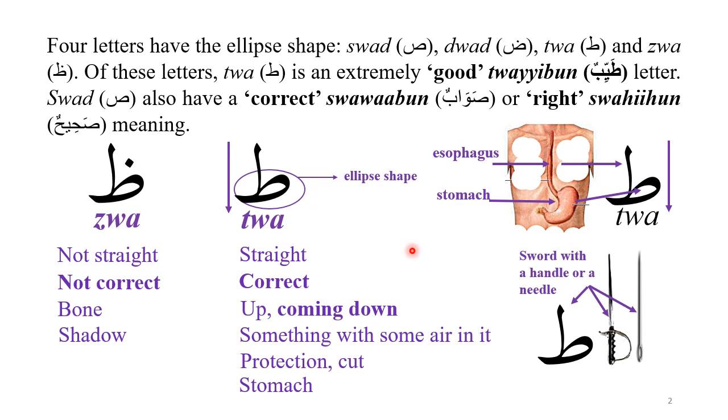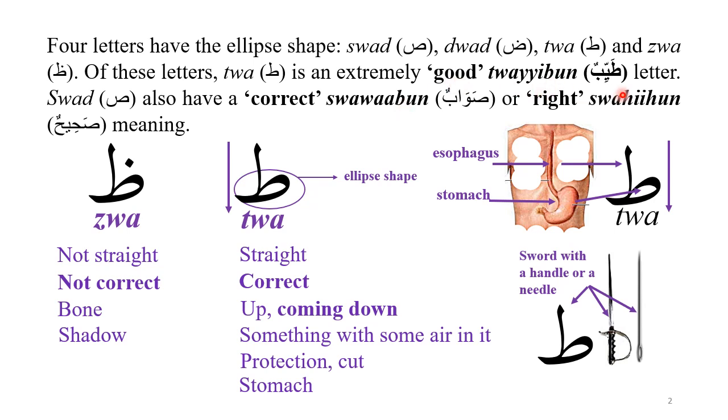In this video, we'll be mainly taking a look at the twa and zwa group of letters. These letters are characterized by the ellipse shape. You can see the ellipse shape here in twa and zwa. Now this ellipse shape is present in 4 letters: Swad, dwad, twa and zwa. Swad also has the ellipse shape, and this twa is an extremely good letter.